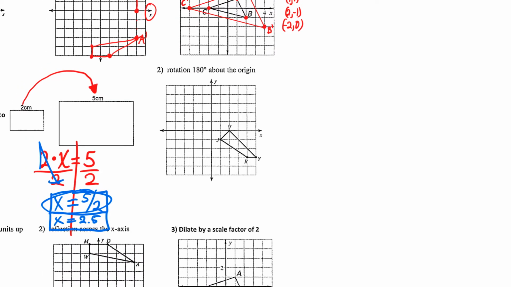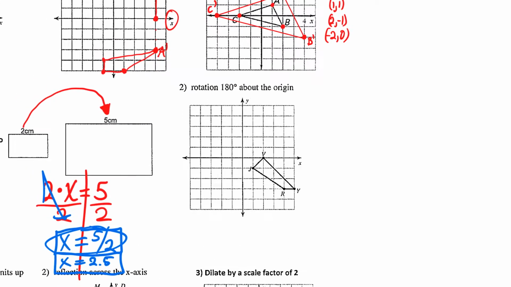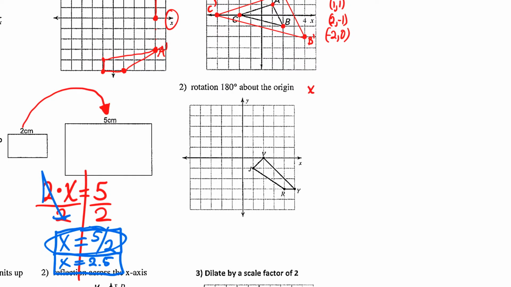Next one. Rotation of 180 degrees. So what's the rule for rotation of 180? You just change the signs. You get negative x, negative y. All right, so what are the coordinates of V? It's 2, 0. So if we change the signs, it's going to be negative 2, negative 0. There's no such thing as negative 0, so it's just 0. So negative 2, 0.